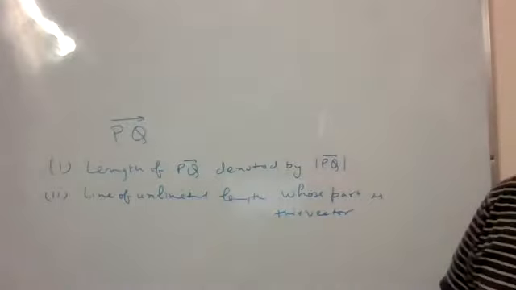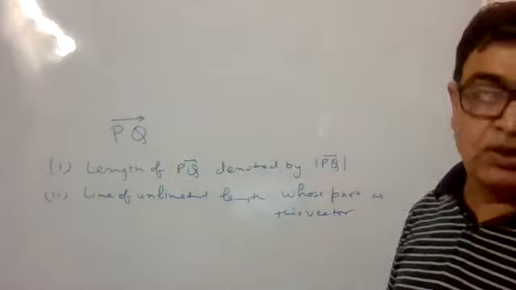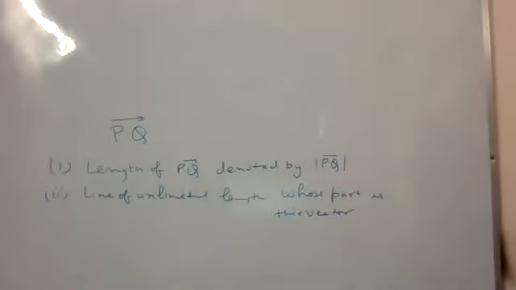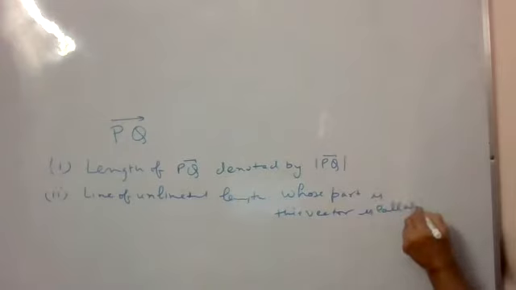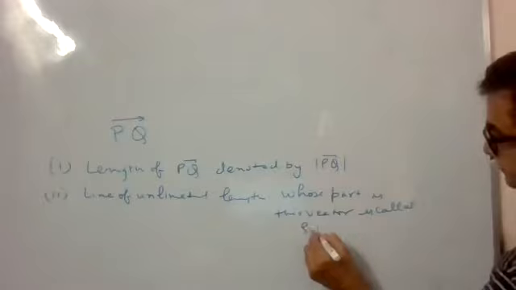Second is the line of unlimited length, whose part is this vector, is called support line.